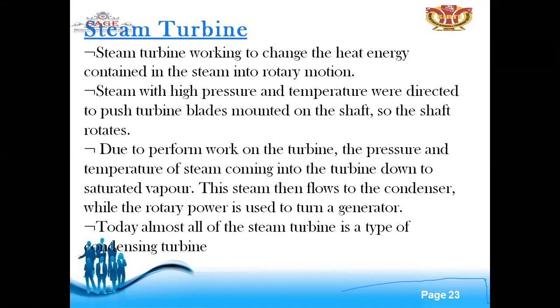And finally, a steam turbine, it will work to change the heat energy obtained in the steam into rotary motion. Steam with the high pressure and temperature is directed to push the turbine blades mounted on the shaft so that the shaft rotates. Due to the work performed on the turbine, the pressure and temperature of the steam coming into the turbine go down to a saturated vapor. This steam then flows to the condenser while the rotary power is used to turn a generator.